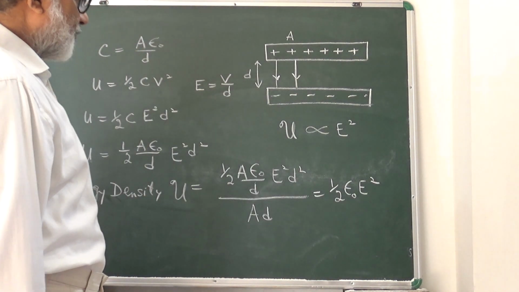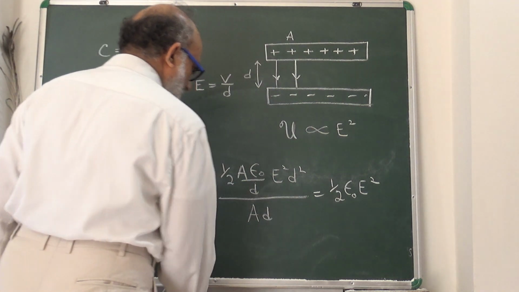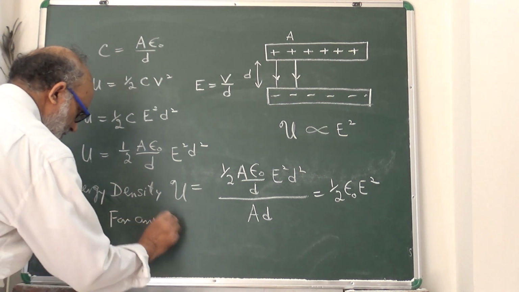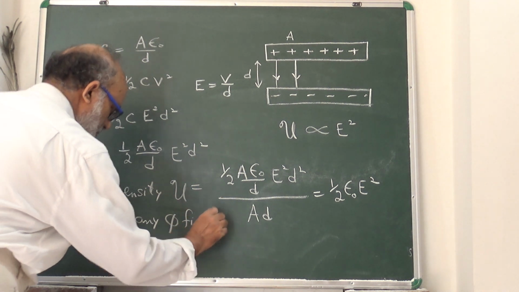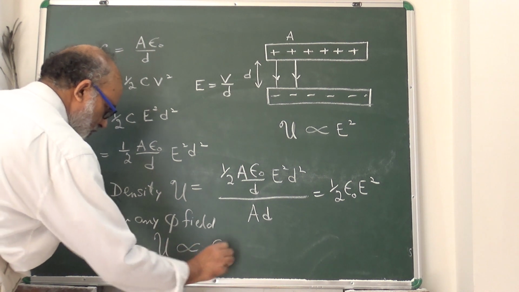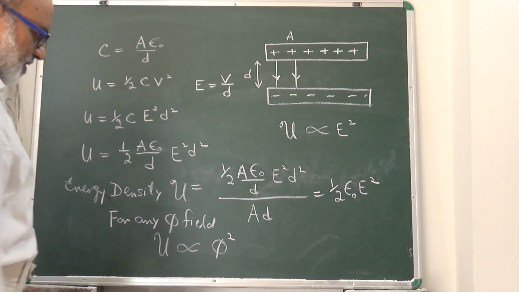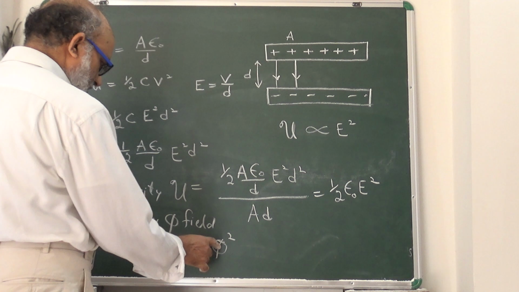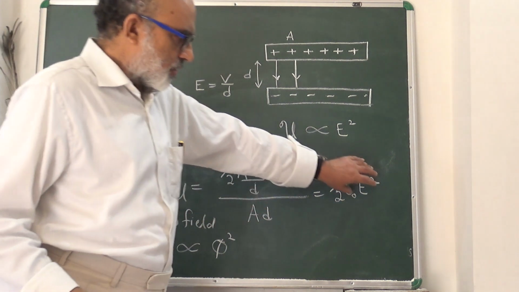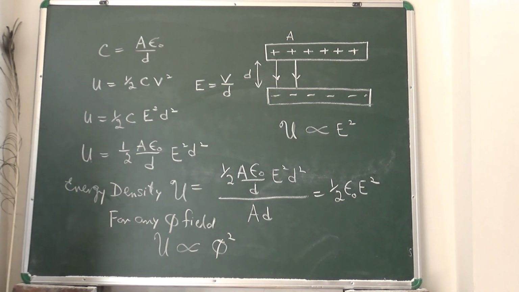Similarly, for any field, say phi, the potential energy density associated will be proportional to phi square. So now we have obtained the meaning of the potential energy density of the fields, because it is related to the square of that field. Now, what about kinetic energy?